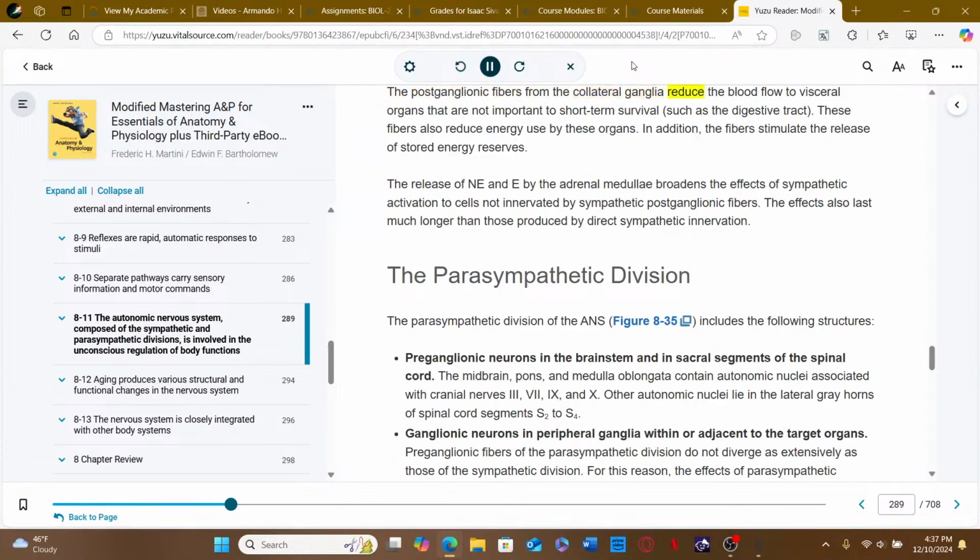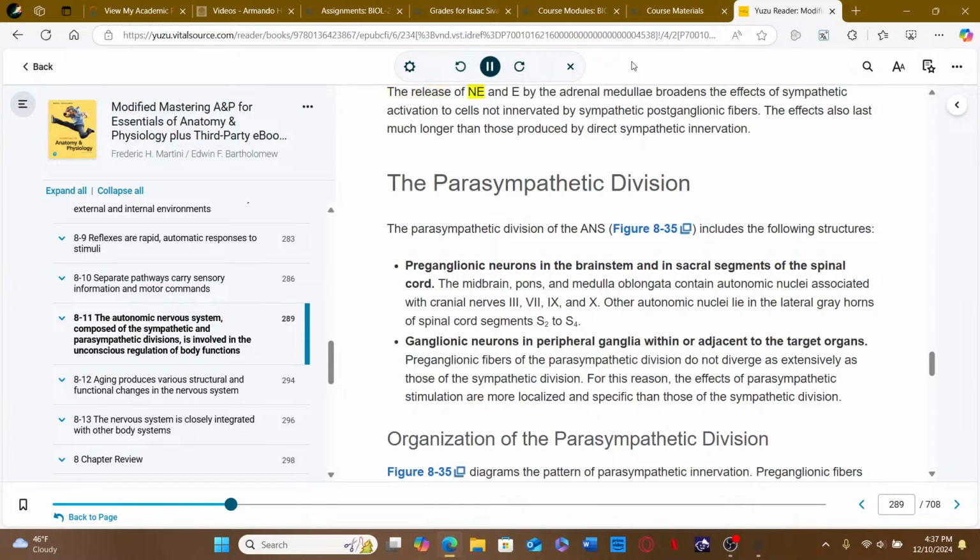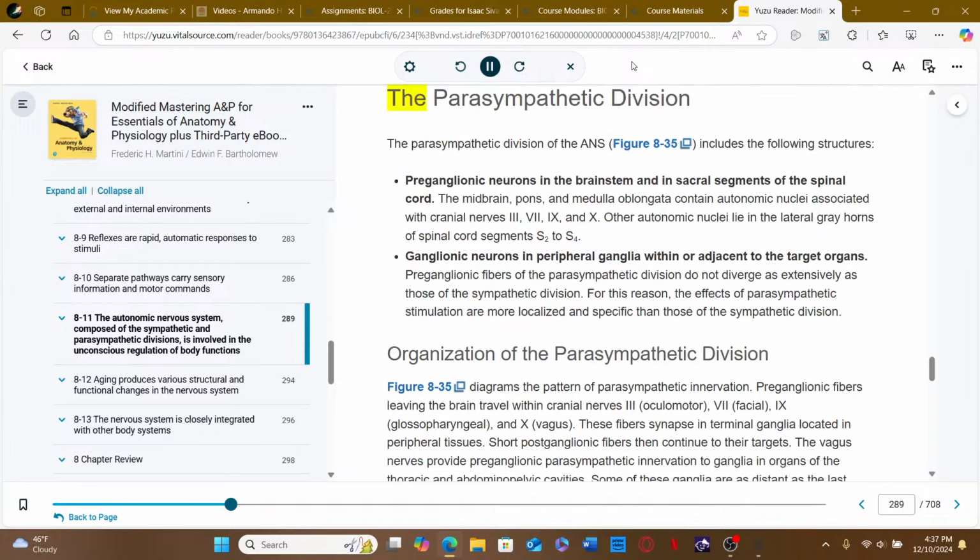The postganglionic fibers from the collateral ganglia reduce the blood flow to visceral organs that are not important to short-term survival, such as the digestive tract. These fibers also reduce energy used by these organs. In addition, the fibers stimulate the release of stored energy reserves. The release of NE and E by the adrenal medulla broadens the effects of sympathetic activation to cells not innervated by sympathetic postganglionic fibers. The effects also last much longer than those produced by direct sympathetic innervation.